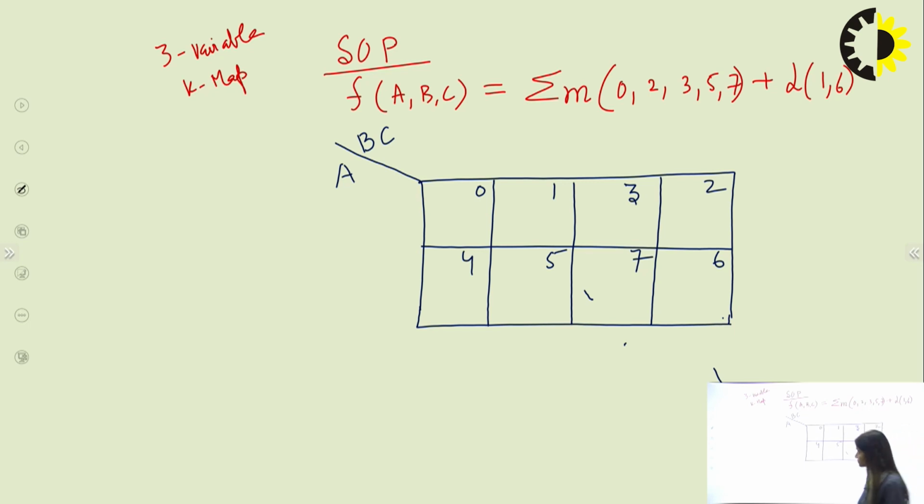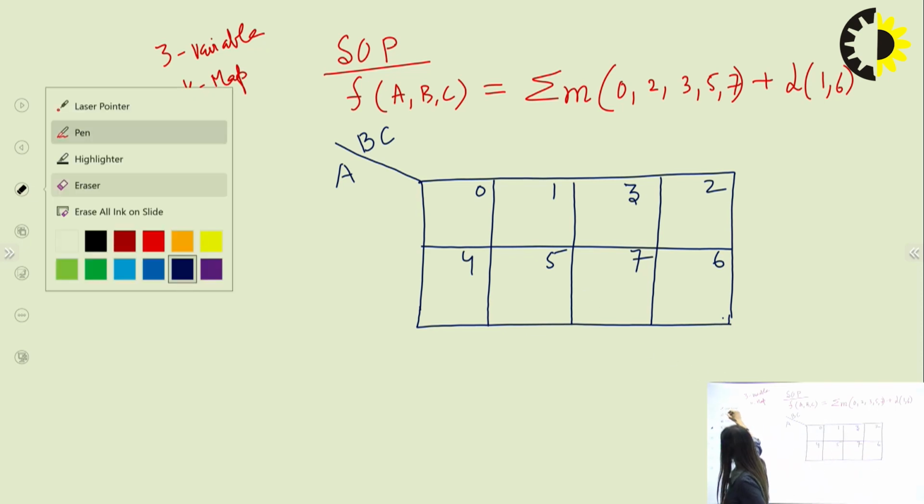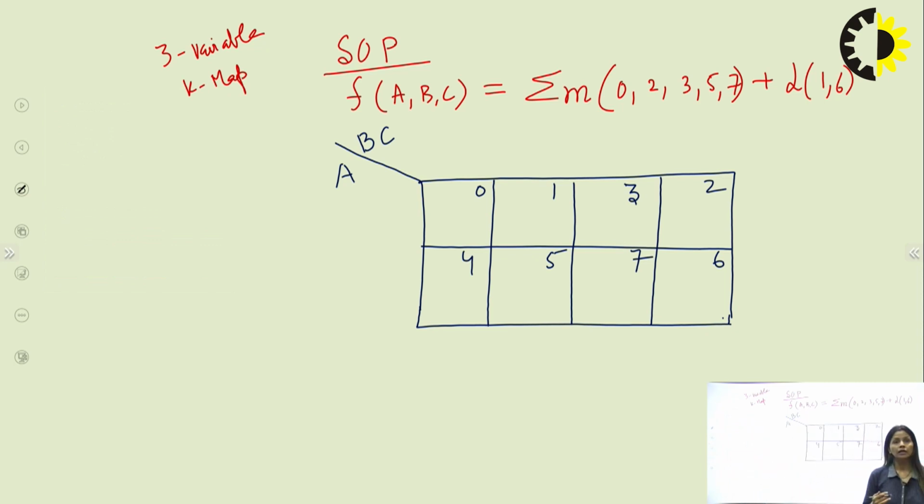Just try to understand what I did: I counted horizontally, but the second last column I left. First I went to the last column, then I came back to the second last column, because this K-map follows the gray code. In gray coding, 3 comes before 2, and 7 comes before 6. That's why I did it like this. If somebody asks you why we are leaving this second last column, then you can clearly state that the K-map is following the gray coding technique.